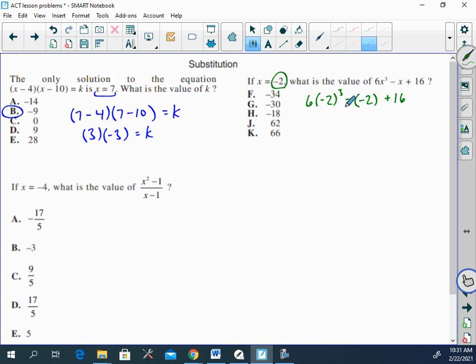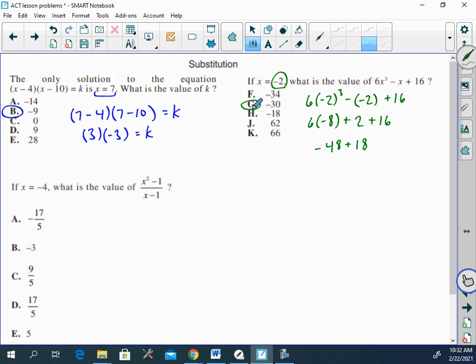I'm going to do this out by hand, then I'm going to show you how you can type it in your calculator. So negative 2 cubed is negative 2 times negative 2 times negative 2. So we get negative 8. So we got 6 times negative 8. Subtracting the negative here turns into a plus 2, and then plus 16. So over here I've got 18. And here I've got negative 48. So negative 48 plus 18 will give me a negative 30.